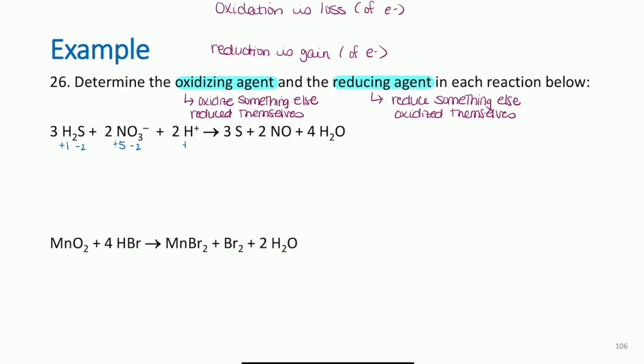2 protons here, each one +1. Sulfur here, elemental, 0 oxidation state. Oxygen -2, so this nitrogen must be +2. Oxygen -2, 2 hydrogens, each one must be +1. So I see my sulfur going from -2 to 0. And my nitrogen is going from +5 to +2.